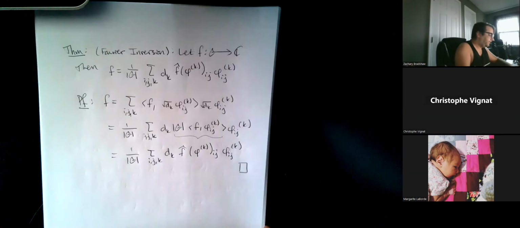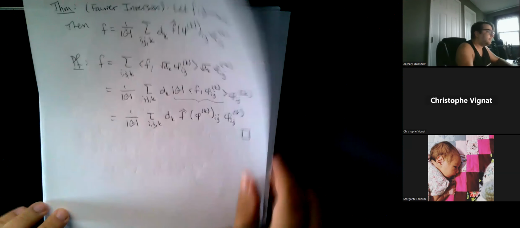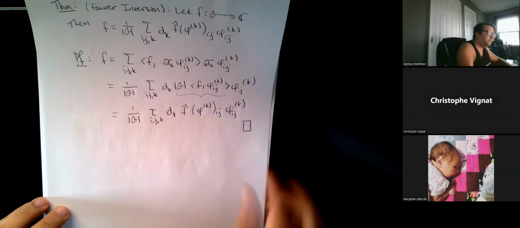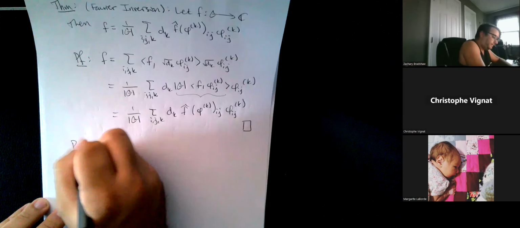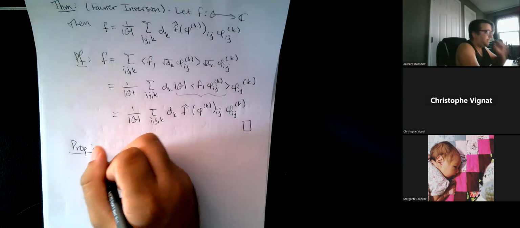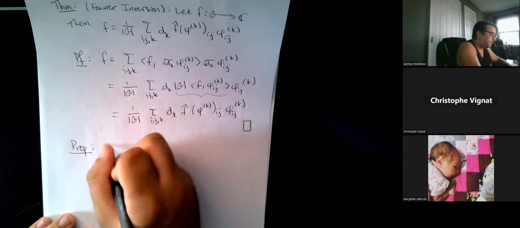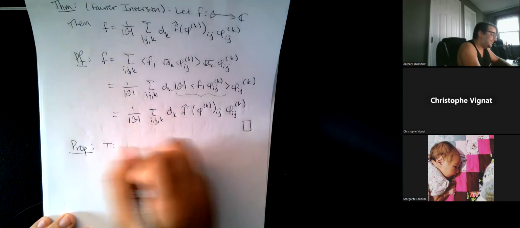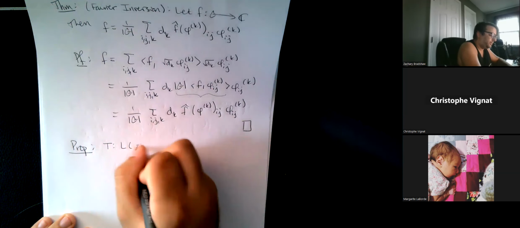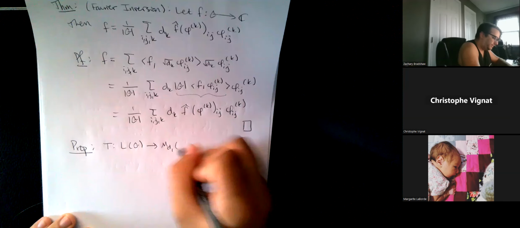Another property we would like to have is for the map T to be an algebra isomorphism. And well, the first proposition I have for you says that it's in fact a vector space isomorphism, which is not quite what we want, but it's a good start.